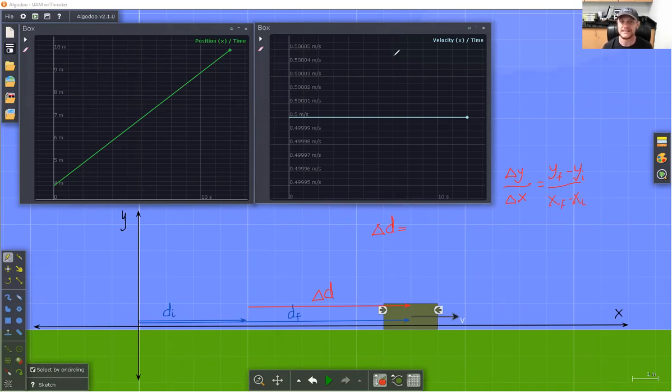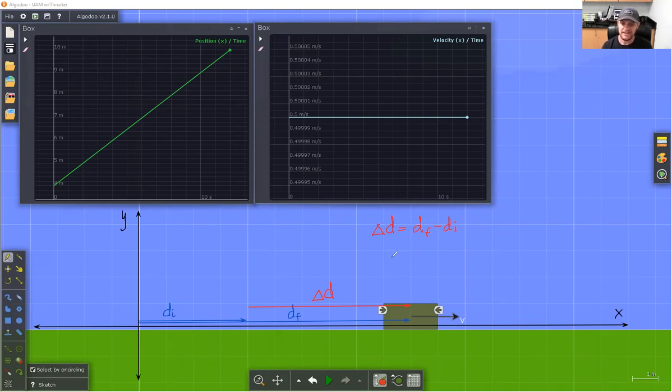Delta d is the same thing. It just means final position, d final, minus initial position, d initial, obviously. And so I would write that like this, d final minus d initial. So I ended up at the 10 meter mark. I started at the 4 meter mark. So delta d has a length or a magnitude of 6 meters, and it's pointing to the right because that's the direction that the object is moving.